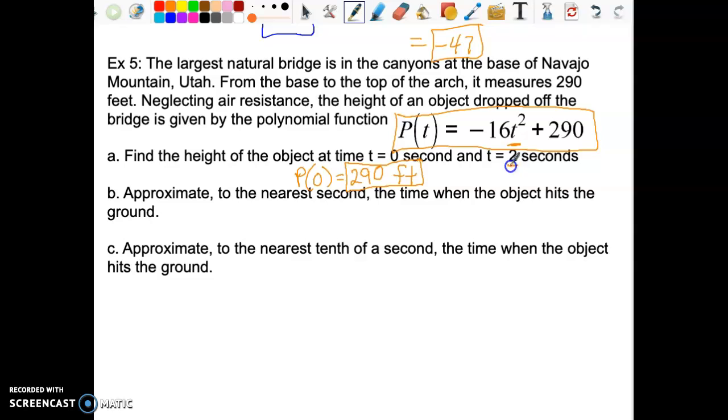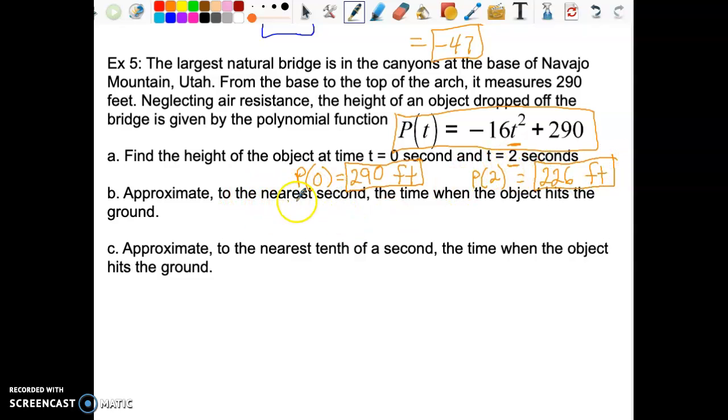Now let's plug in 2 into the problem. I'm just going to go to a calculator, but 2 squared is 4. -16 times 4 is -64, and when I add 290 to it, I get 226. So P of 2 is equal to 226 feet.